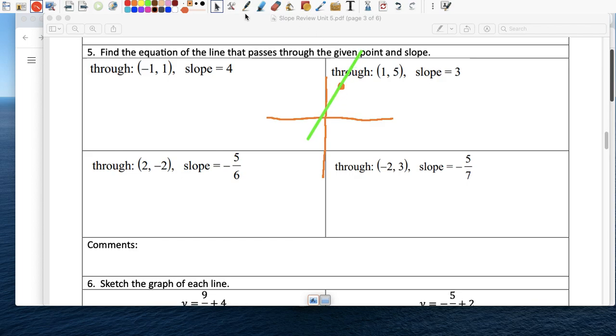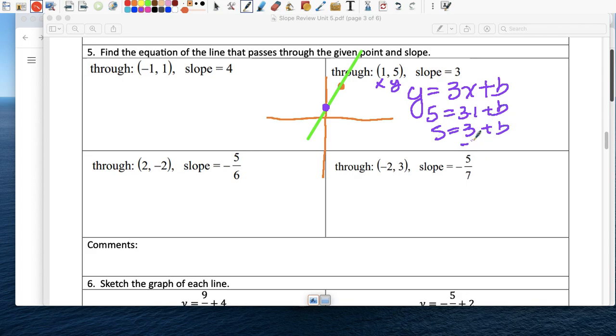Now they're asking us, given this information, can you find out where it crosses and then write the full equation of the line? Well, y equals 3x plus b is what I know. Then they give us 1 and 5. Let's substitute. So we get 5 equals 3 times 1 plus b. 5 equals 3 plus b. Minus 3 on both sides. b equals 2. Hey, look, I wasn't that far away. That looks like a 2. So the full equation will be y equals 3x, with the slope they already gave me, plus the y-intercept, positive 2, which we just found.